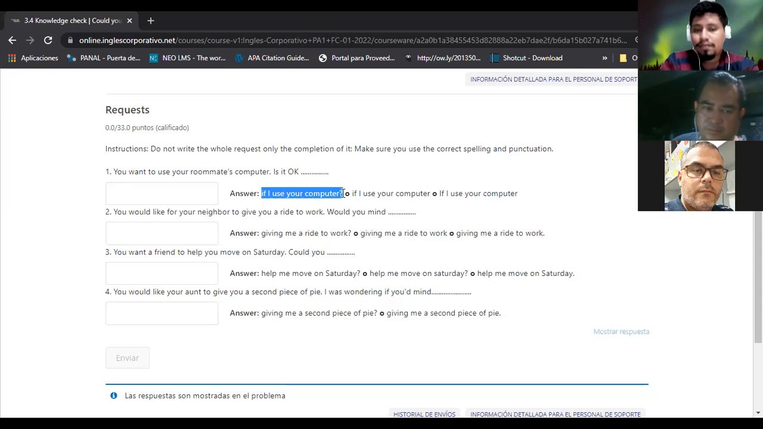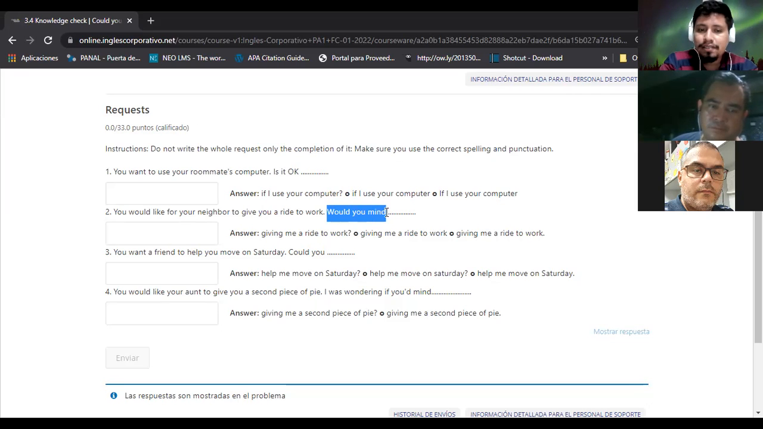Estaría bien o está bien. Luego teníamos otra forma que era would you mind. Okay. In this case, if we use would you mind, I remember that yesterday we were discussing about using the verb with the ing form.